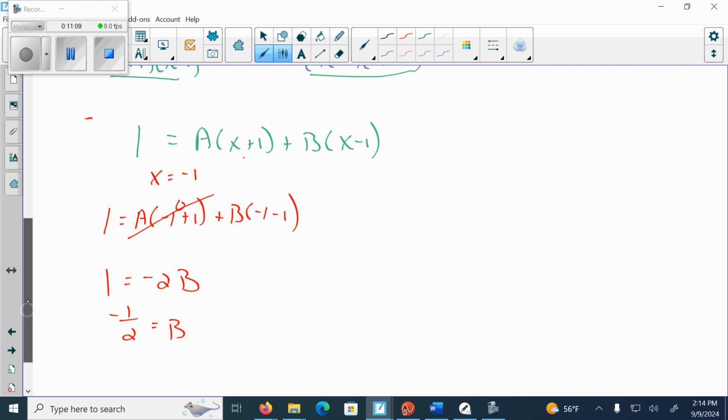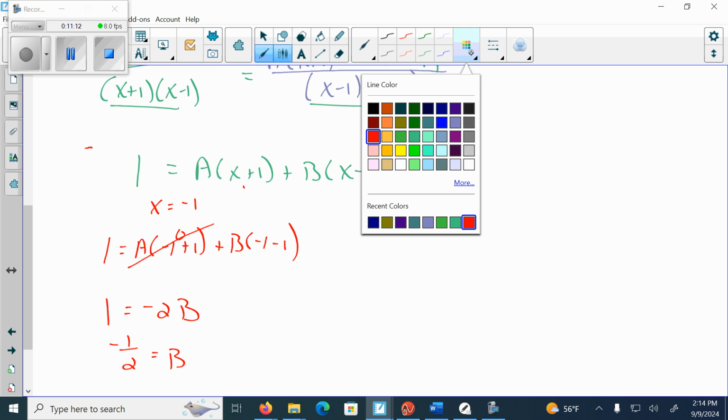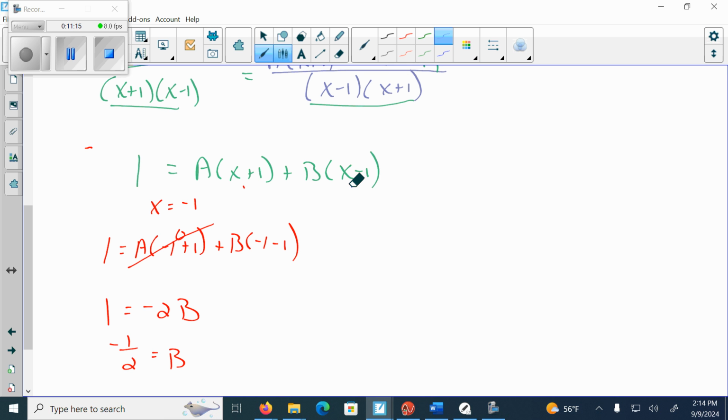So that's what happens when I set this factor equal to 0. Now I'm going to ask myself, what happens when I set this factor equal to 0? What would x have to equal here to make this factor equal to 0? 1. So let's say x is equal to 1. Again, if I had an x on this side, I'd have to substitute it in. I don't. So I'm going to have 1 is equal to a times 1 plus 1 plus b times 1 minus 1. There's 1 is equal to 2a. This is equal to 0, yes? So a is equal to 1/2.